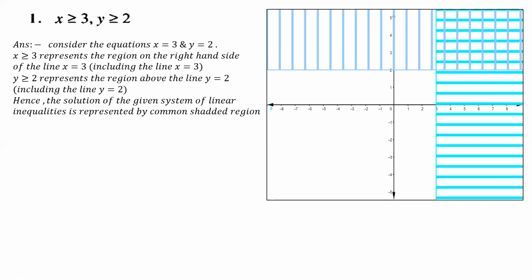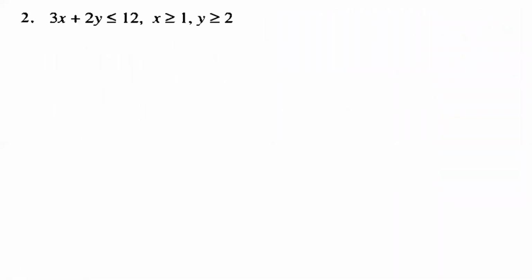So moving to the next question, question number 2. Look here, three inequalities are given: 3x plus 2y less than equal to 12, and x greater than equal to 1, y greater than equal to 2. So first of all, consider the equations, that is x equals 1, y equals 2, and 3x plus 2y equals 12.